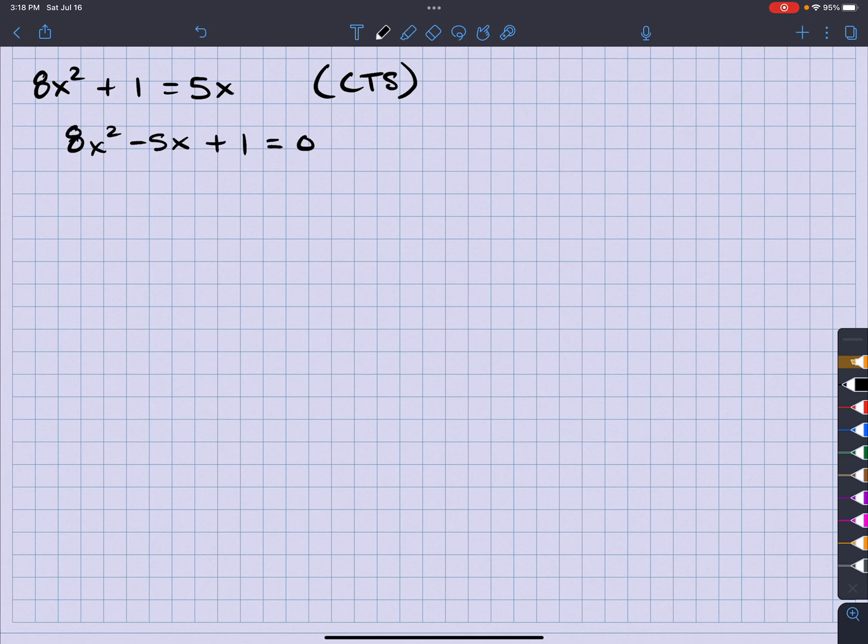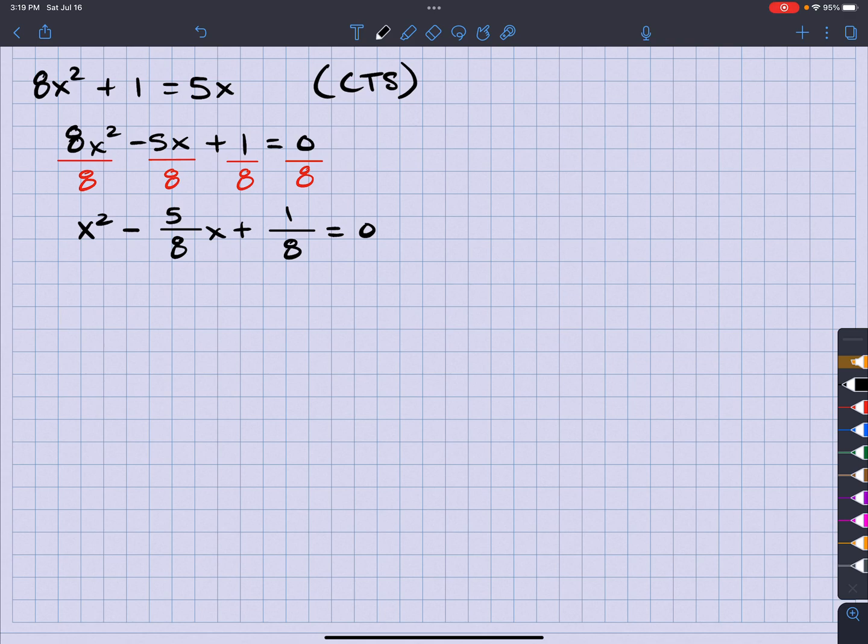All right? So what's the problem with completing the squares? The problem with completing the squares is that a has to equal 1. So I need to divide every single term by the 8 so that the a can equal 1, okay? So what do I have here? I'm going to have x squared minus 5/8 x plus 1/8 is going to equal 0.